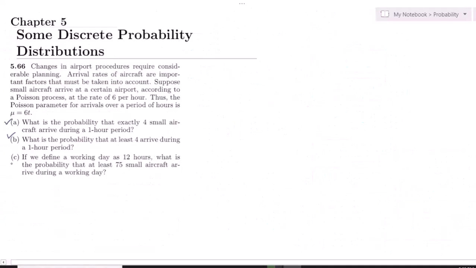In part C of our question, what is the statement? If we define a working day as 12 hours, what is the probability that at least 75 small aircraft arrive during a working day? Here, as the average rate per hour is 6, which is the lambda, for 12 hours it would be 6 multiplied by 12. So the average number here would be 72. This is the lambda.